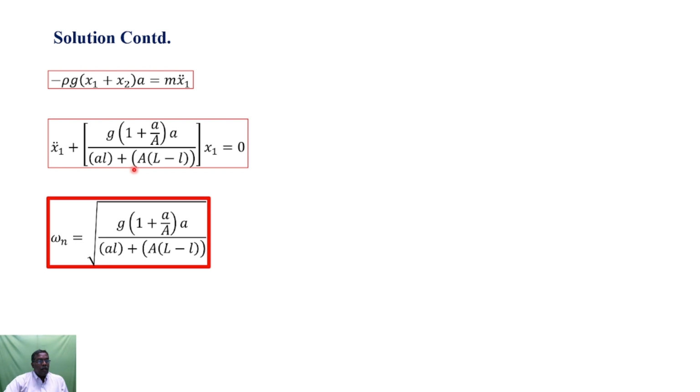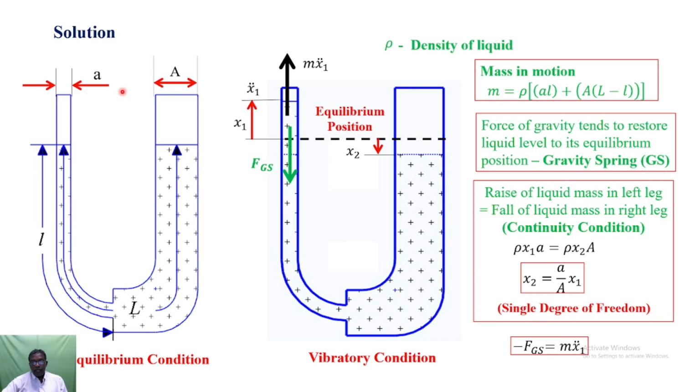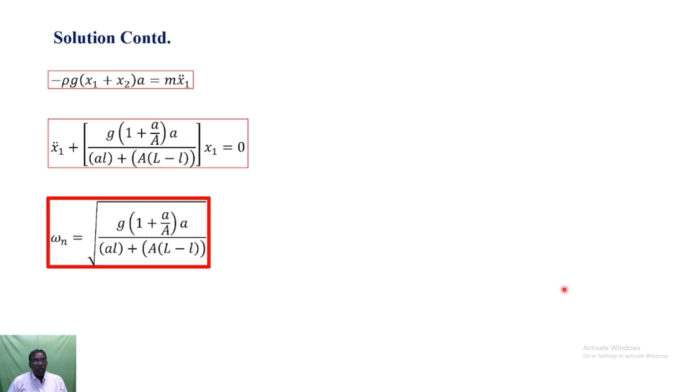Writing it using the relation for x1 plus x2, there is a relation between x2 and x1 given here, from which I can write x2 in terms of x1. Finally the equation can be written in terms of x1, from which the natural frequency can be written as the coefficient of the displacement x1, that is k by m. So that's all about the natural frequency of the liquid column which is vibrating inside a U-tube manometer. Thank you.